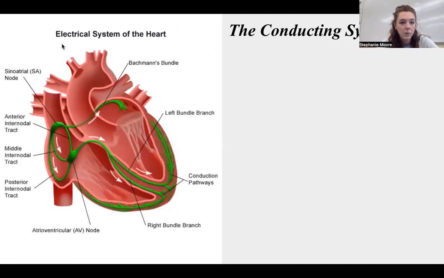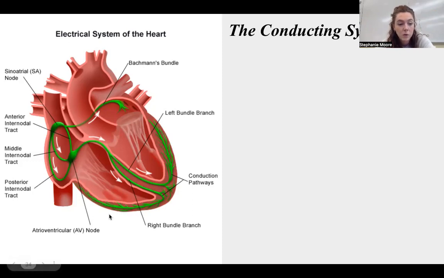So this is an image. Right here in the atrium, we have these fibers of cells. The SA node sits right here. We have the AV node. It goes down the interventricular septum. The actual bundle of fibers is going to diverge. We call that the bundle of His. And then it goes down into these branches called Purkinje fibers.